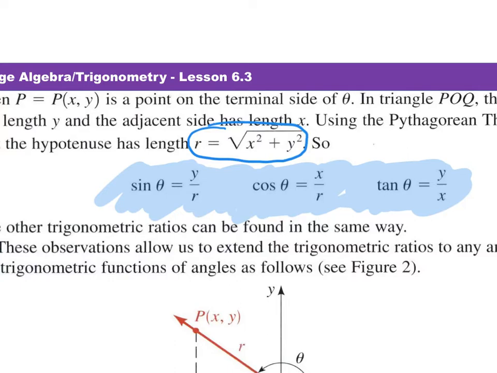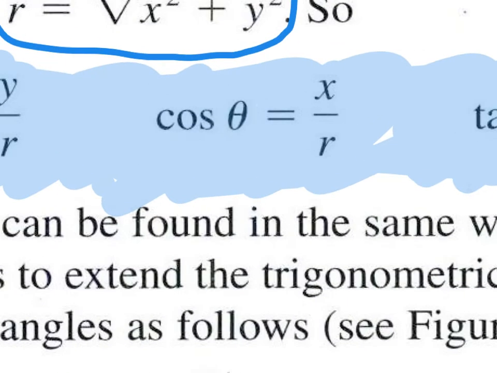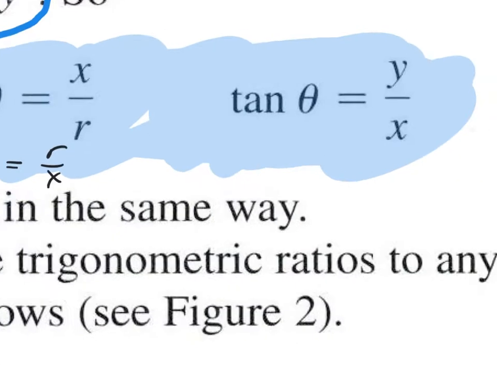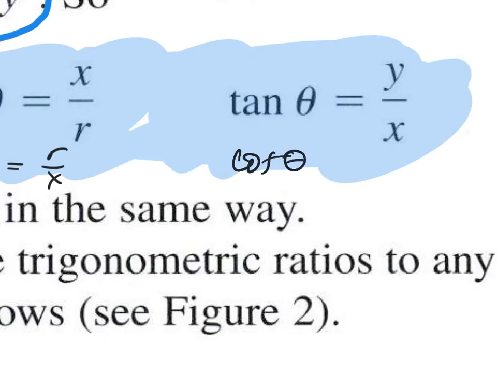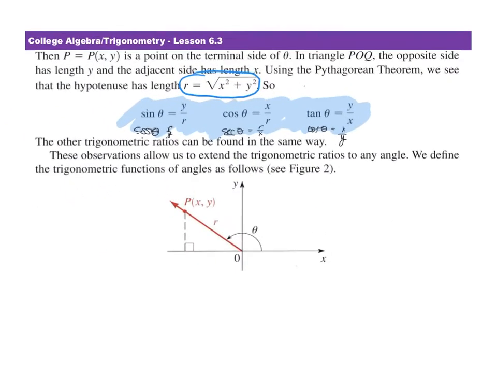So if I asked you what the reciprocal would be, the sine reciprocal is cosecant. What would the reciprocal be? R over y. Good. For here, secant of theta would be r over x. Good. Cotangent of theta would be x over... Yep. You just flip it.